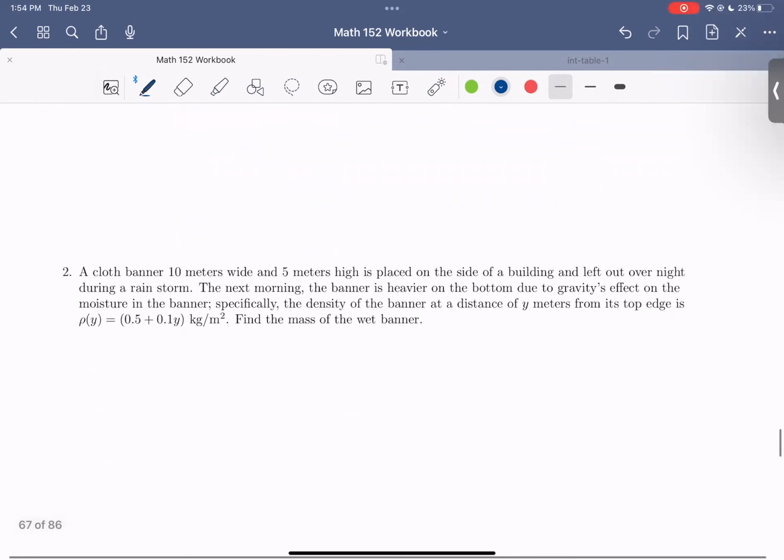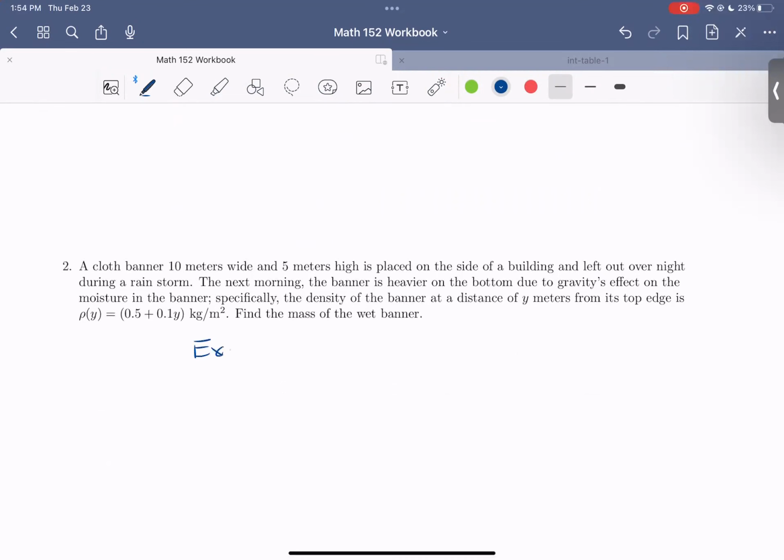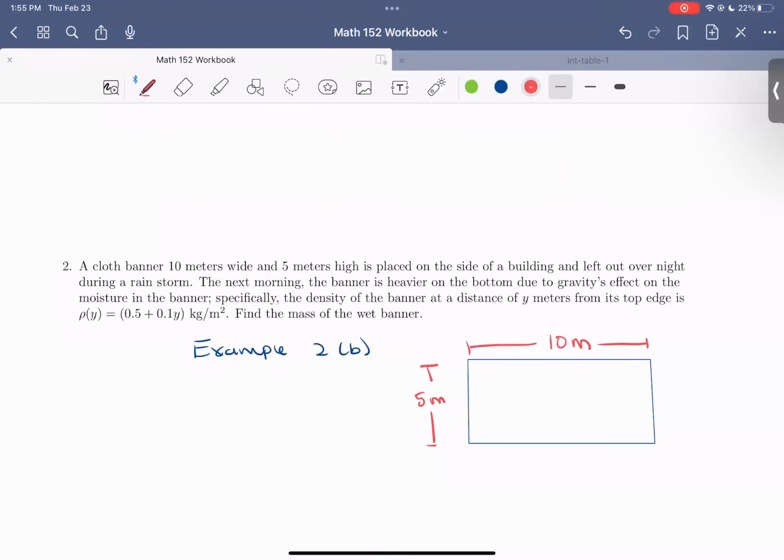So for number 2, it's going to look very similar to example 2, part B. But just to get you started, let's go ahead and draw the picture of the object in this situation. So we're looking at a cloth banner that's 10 meters wide and 5 meters high. So we can go ahead and draw that banner out. 10 meters wide, 5 meters high. So something like this. So we want to label 10 meters this way and 5 meters this way. So maybe it's a sign in front of a store or some flag of some sort.